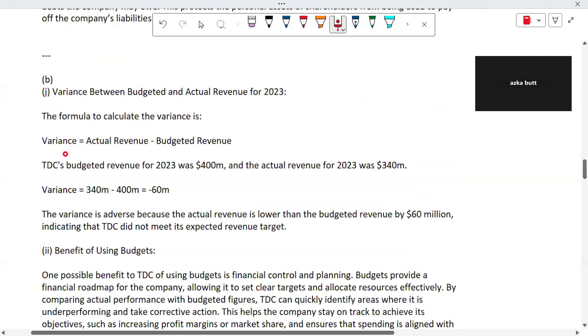Now the variance. Variance formula is we need to deduct the budget revenue from the actual revenue. So the budget revenue was 400 and the actual revenue was 340. So this is, as you can see, the answer is minus 60 million. It means that this variance is adverse. Let's suppose if it would have been plus, it means that this is a favorable variance. So variance is adverse because actual revenue is lower than the budget revenue by 60 million, indicating that TDC did not meet its expected revenue target.